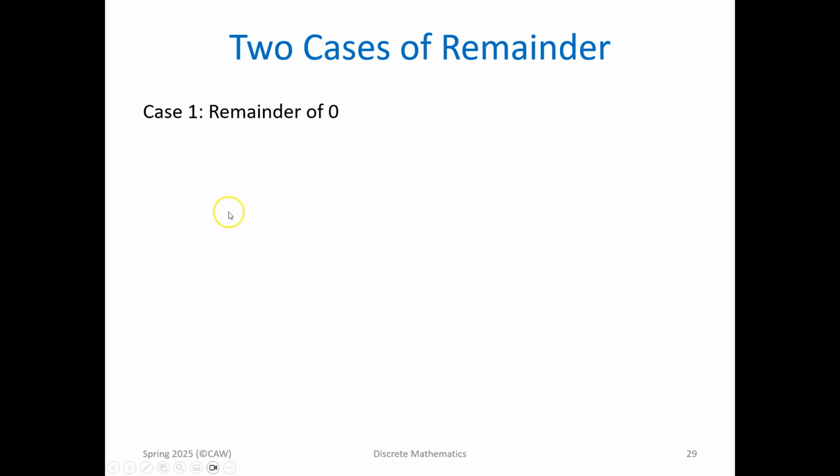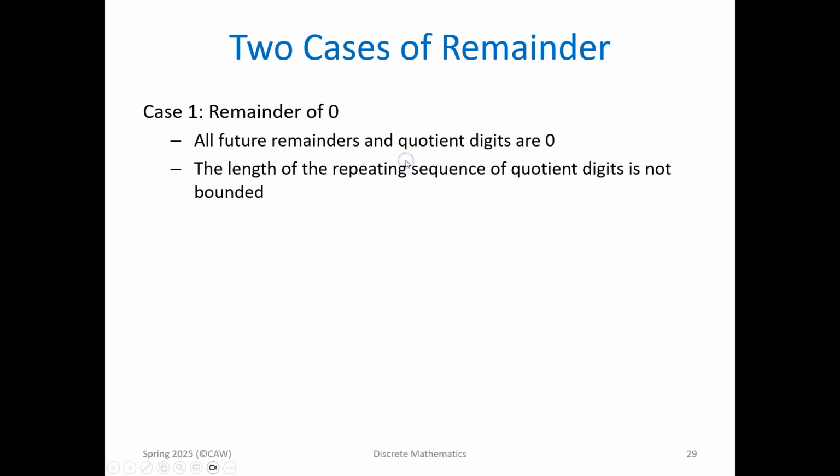Let's look at that closer. If we had the case where we found a remainder of 0, then all future remainders and quotient digits would be 0. Right? They would have no remainders, everything would go out to 0. So the length of the repeating sequence of quotient digits would not be bounded. It would just be 0, 0, 0 forever. But that's not the case we're interested in, right?